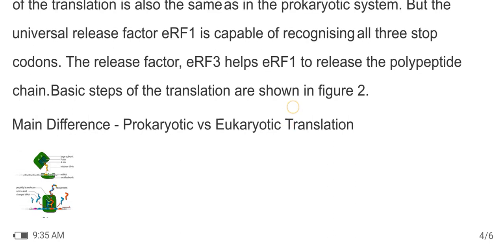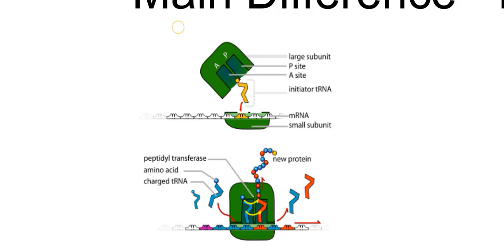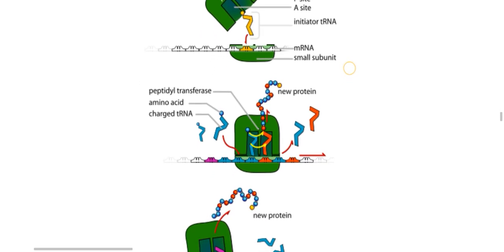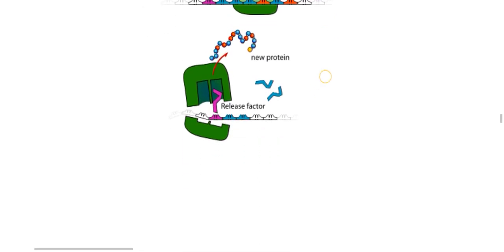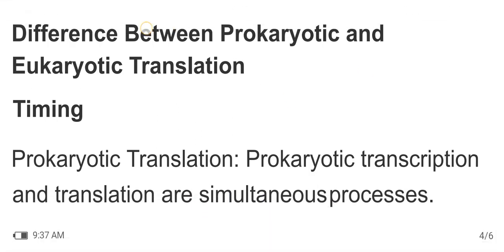The main difference between prokaryotic and eukaryotic translation. Shown here are the large subunit, P site, A site, initiation, tRNA, mRNA, small subunit, peptidyl transferase, amino acid, charged tRNA, new protein, release factor, and so on. Difference between prokaryotic and eukaryotic translation.